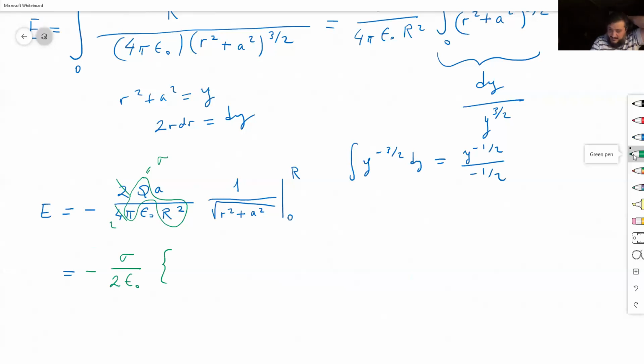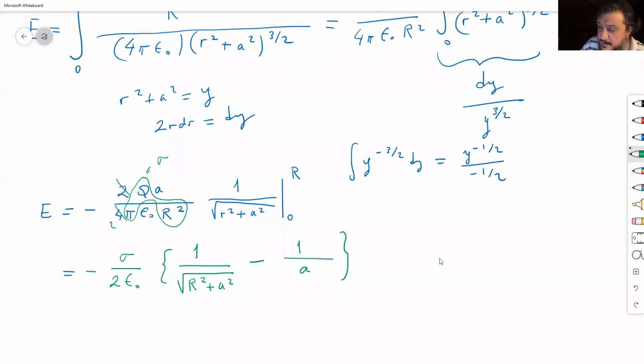Now I can plug in the limit. 1 over square root of capital R, I mean, plus a squared, minus 1 over... Now if I plug 0 for r, it's only a squared left. So the square root of a squared is a. This is what I get. Okay, so that's the answer. Let's take a look at the limits now.